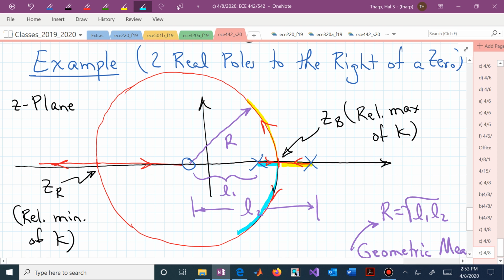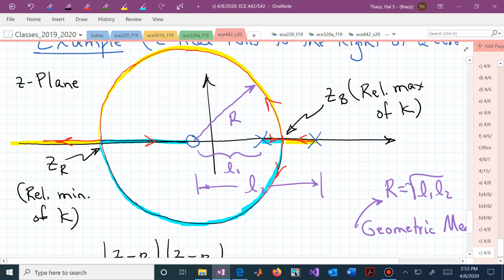This particular branch is going to go here, and let's just assume that one ventures into the finite zero. The other branch of our root locus will come around, and it will then go off to infinity. And that's how we then will sketch the root locus. For two real poles to the right of a zero, it has this nice structural characteristic.